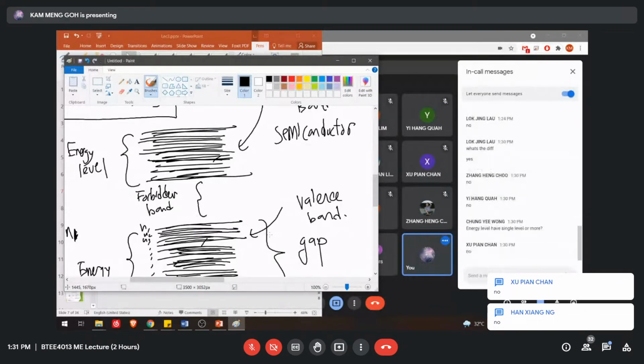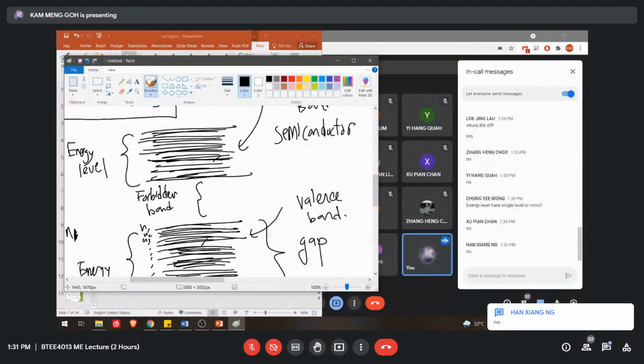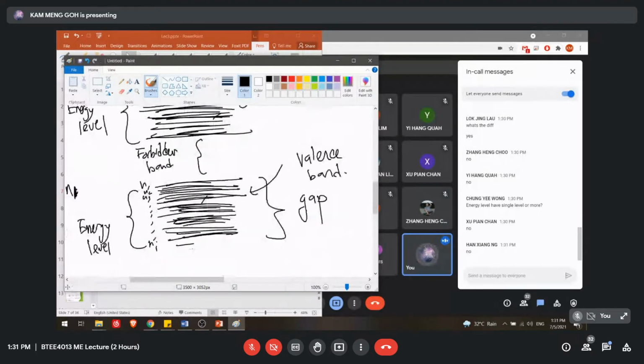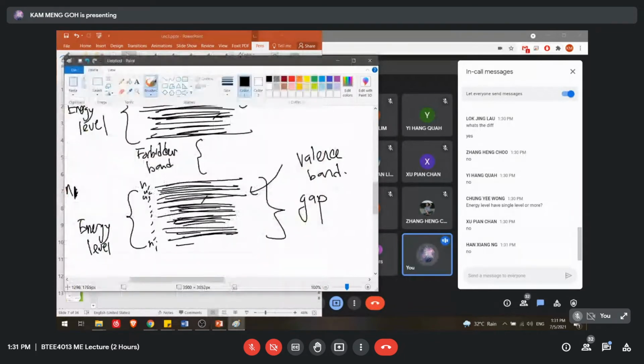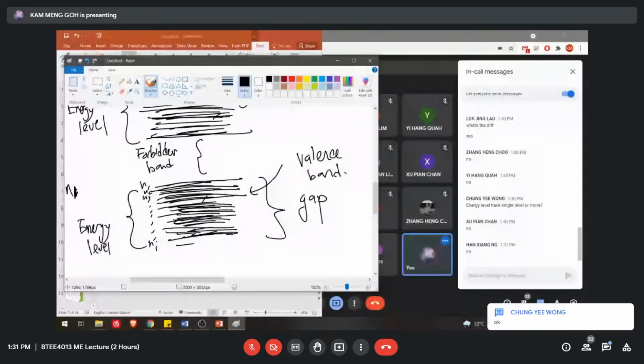Wang Chongyi, energy level has a more level. Because you can see that from M1 to Ni, actually it is constructed of many levels. But when we put all these levels together, we call it a big gap. Actually, inside here are discrete levels, many discrete levels. Wang Chongyi, can you understand this? Okay, any other question?